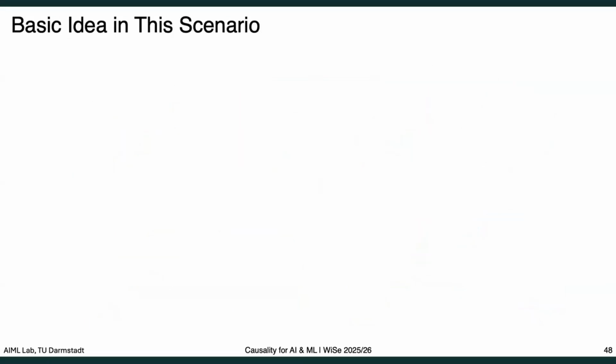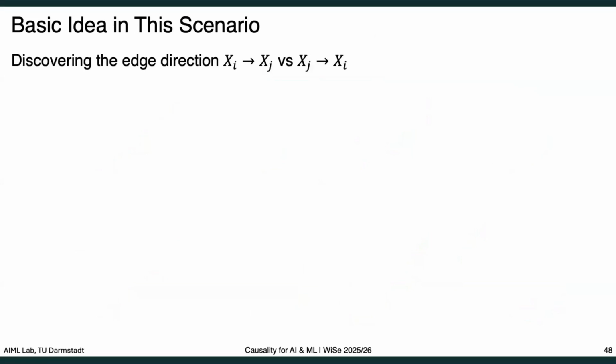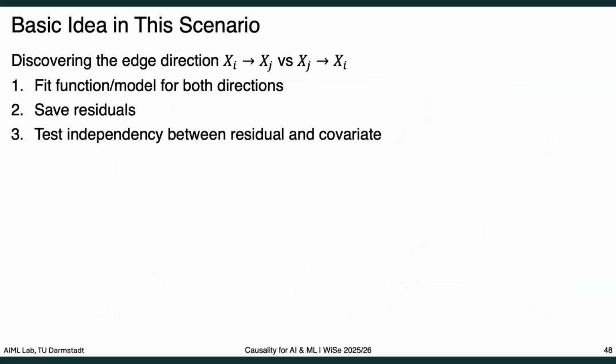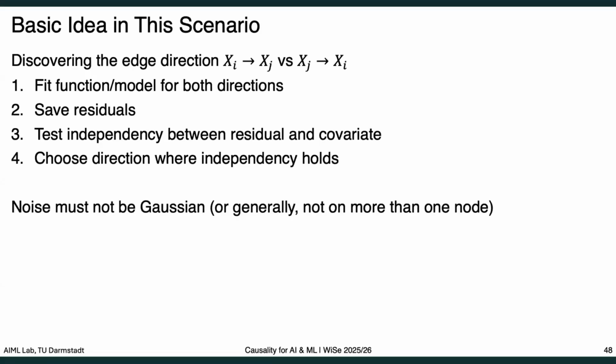So, starting with a basic idea on how we can now leverage this phenomenon. We have an edge. This could be either xi causing xj or the other way around. So we're fitting functions for both directions. We save the residuals, so the noise offset, and then test the dependence between that and the covariate. So what we just did before, right? Where I said the noise is no longer independent of the variable, and then we choose the direction where the independence holds. In this example, noise must not be Gaussian.